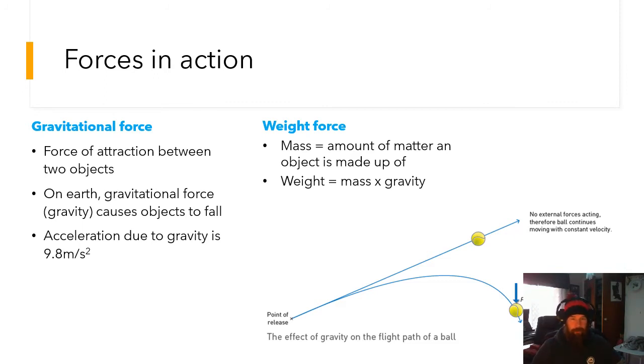Okay, then we've got our weight force. Let's clear up these two terms, the mass and the weight thing. Mass is the amount of matter that an object is made up of. So everything is made up of mass. You're made up of mass, or matter, sorry. And weight is your mass times gravity.